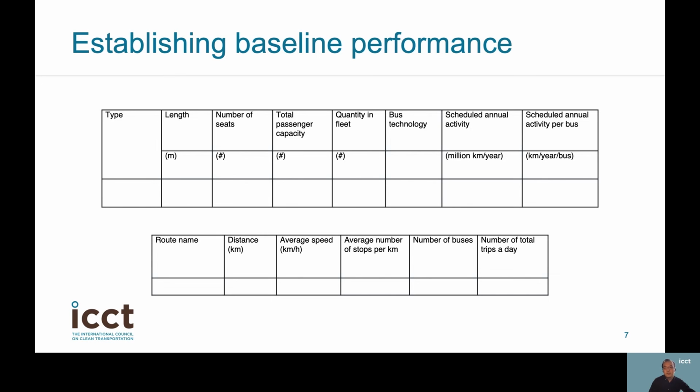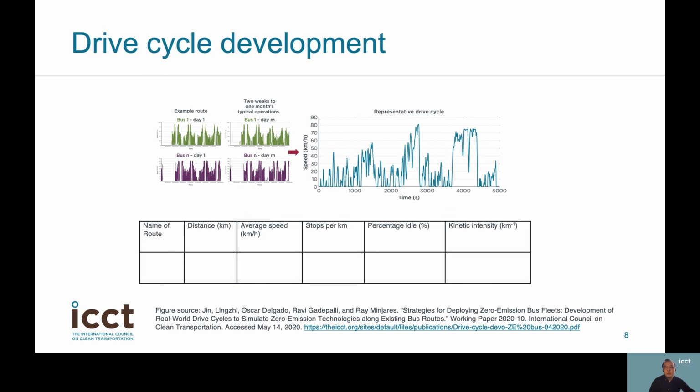The routes that buses operate on are as important as the buses themselves, which is why we also need to understand the route characteristics in the table below. The GPS data to collect for route characteristics include the length of the route, average speed of buses traveling on the route, the average number of stops per kilometer, the number of buses serving that route, and the number of total trips per day.